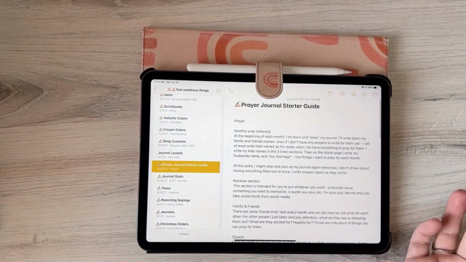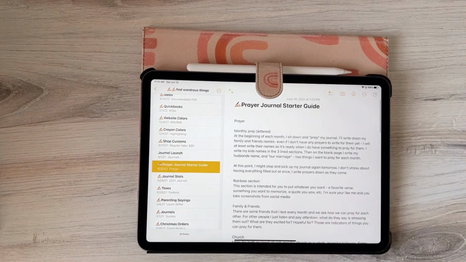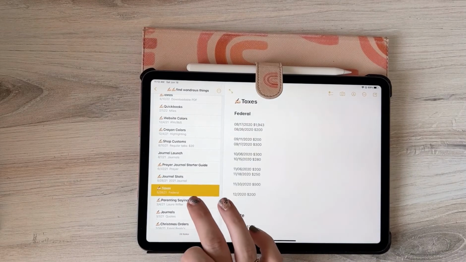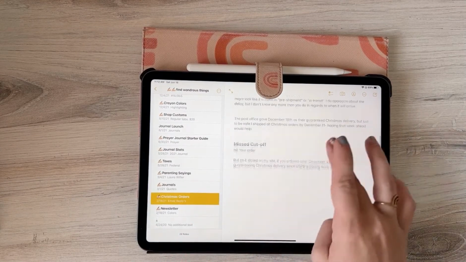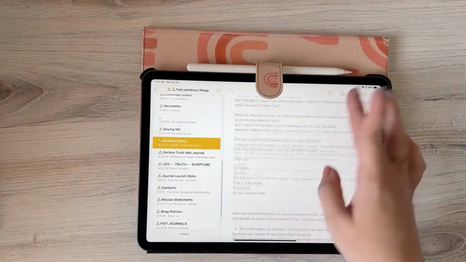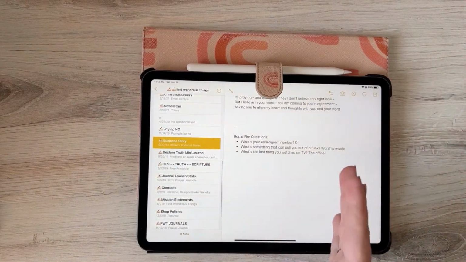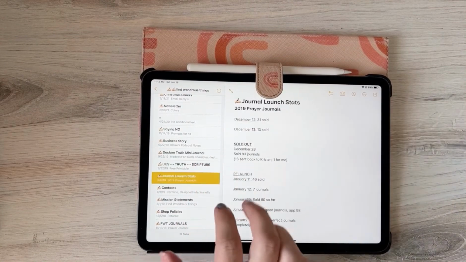This is the prayer journal starter guide. I literally typed it in here, and then I went on to actually design it. Christmas order. I mean, there's so many things. This is my business story for a podcast, but I kept it because sometimes people ask me and I can just take that and use the same thing.